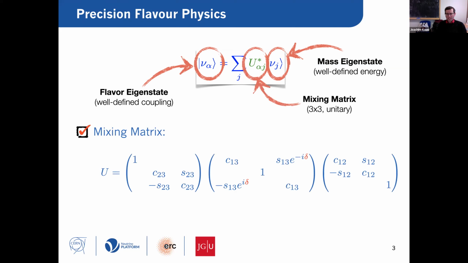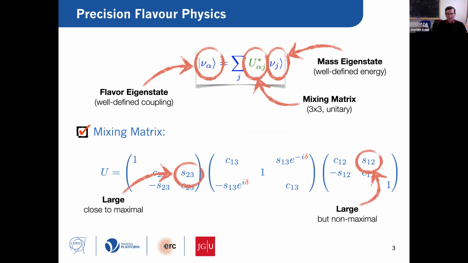About that, the mixing matrix in the neutrino sector is generally parameterized as a product of 3 two-dimensional rotation matrices. And the mixing angles of those rotation matrices are reasonably well known. We know that one of them is large, close to maximal, that a second one is large but not maximal, and that the third one is small but non-negligible. And finally, there is the CP violating phase, and we don't know yet what the CP violating phase is.